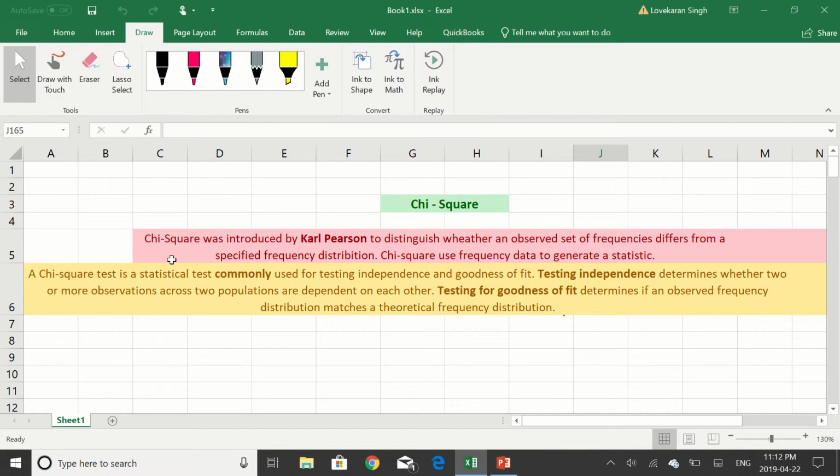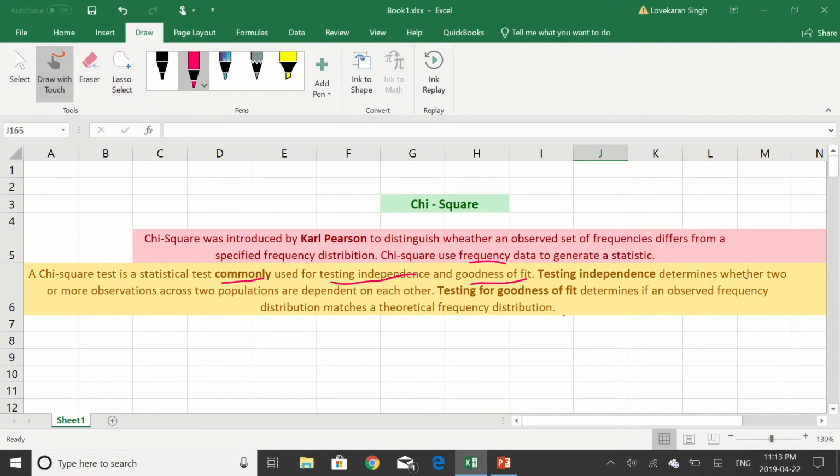Today we are going to see what chi-square is and how to solve it. Chi-square was introduced by Karl Pearson to distinguish whether an observed set of frequencies differs from a specified frequency distribution. Chi-square uses frequency data to generate a statistic. It is commonly used for testing independence and goodness of fit.